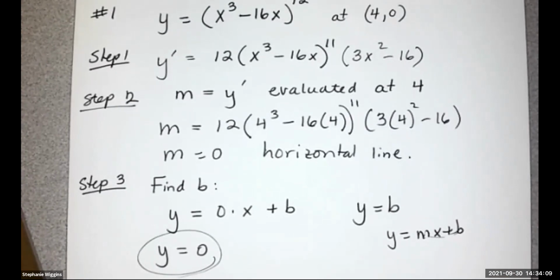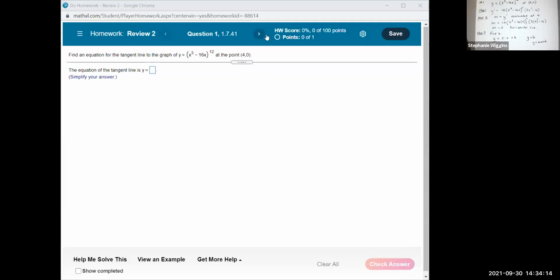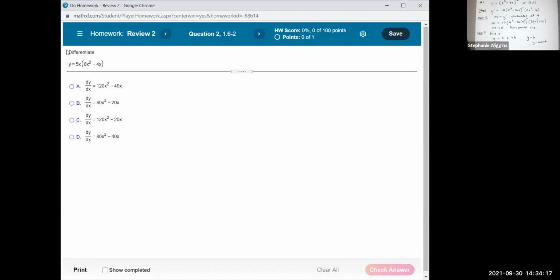Okay, now number 2. We want to differentiate. For most of the test, honestly, every single problem you're going to have to differentiate, and that means find the derivative. Some of them are application problems, but since this is a derivative test, even in word problems, you're going to have to take the derivative somehow. So when it says differentiate, that just means find the derivative.